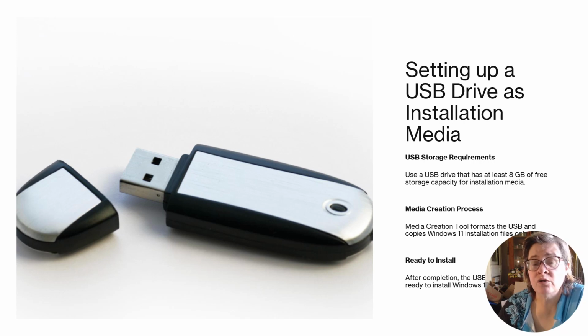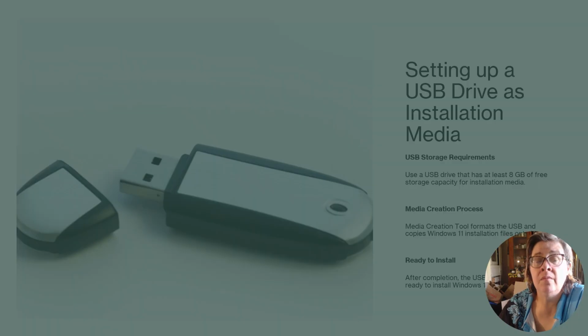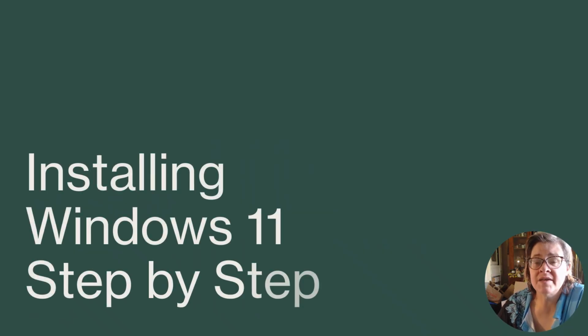The media creation tool will format and copy the necessary installation files onto the USB. After completion, your USB drive will be ready to boot and install Windows 11. With your installation media ready, you can begin installing Windows 11. This section guides you through booting from the USB, navigating the installation wizard, and selecting preferences to complete setup.